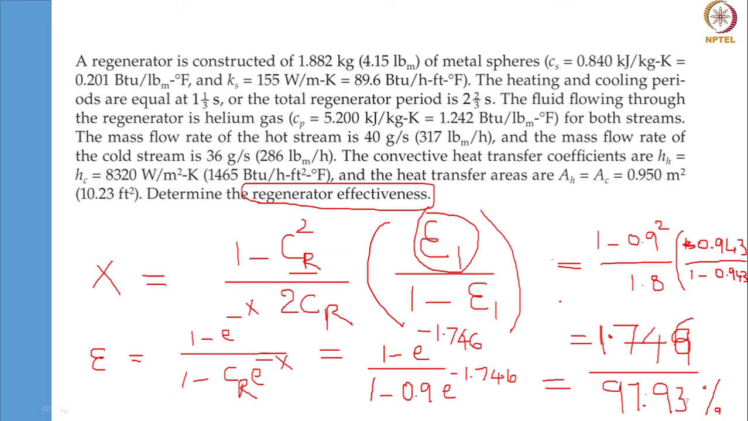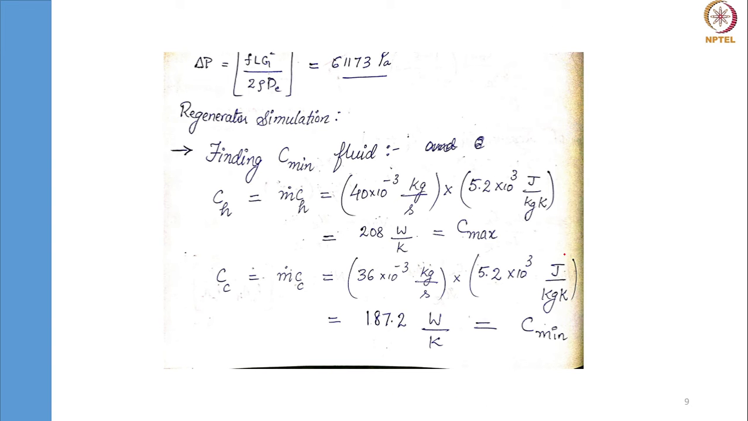First, for these types of problems, we find the minimum heat capacity fluid by finding m dot Cp of that fluid. Luckily, we had the same Cp, 5.2 times 10 cube joule per kg Kelvin. However, the mass flow rates are not the same. On the heating side, we had 40 grams per second, and this was 36 grams per second. So now we are in a position to find C min and C max.